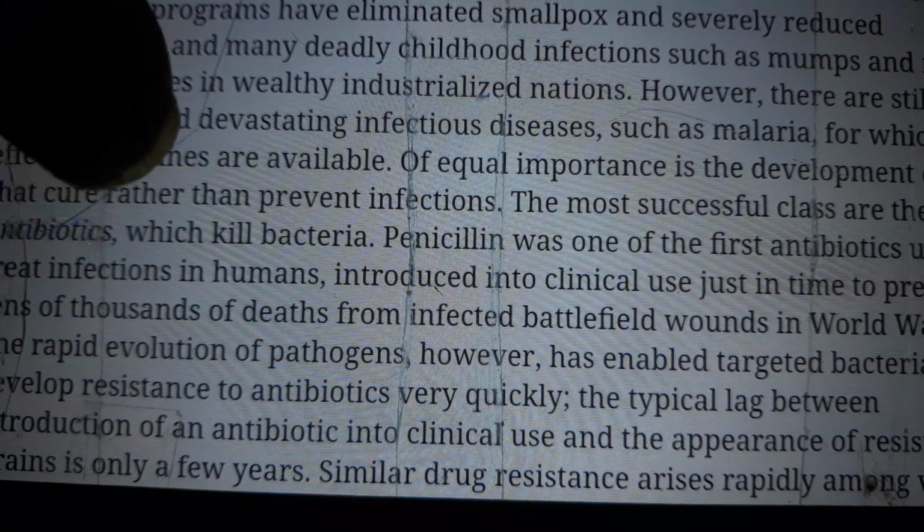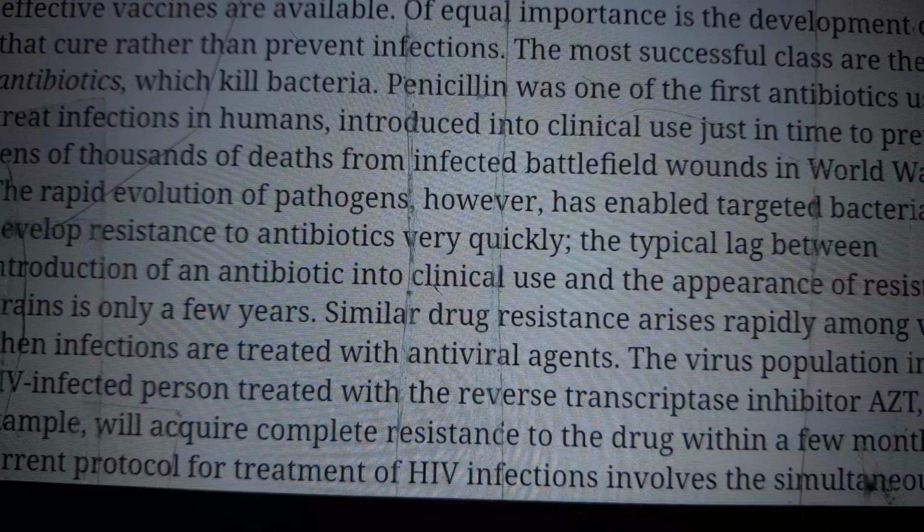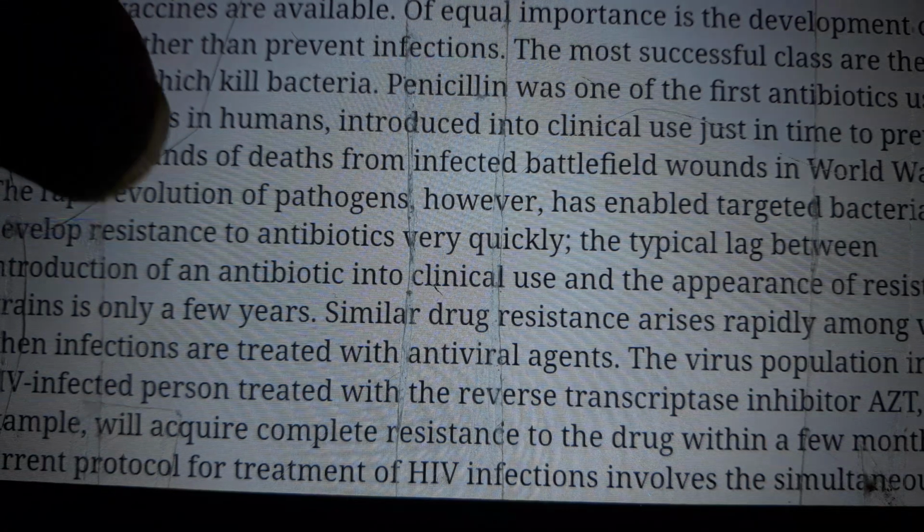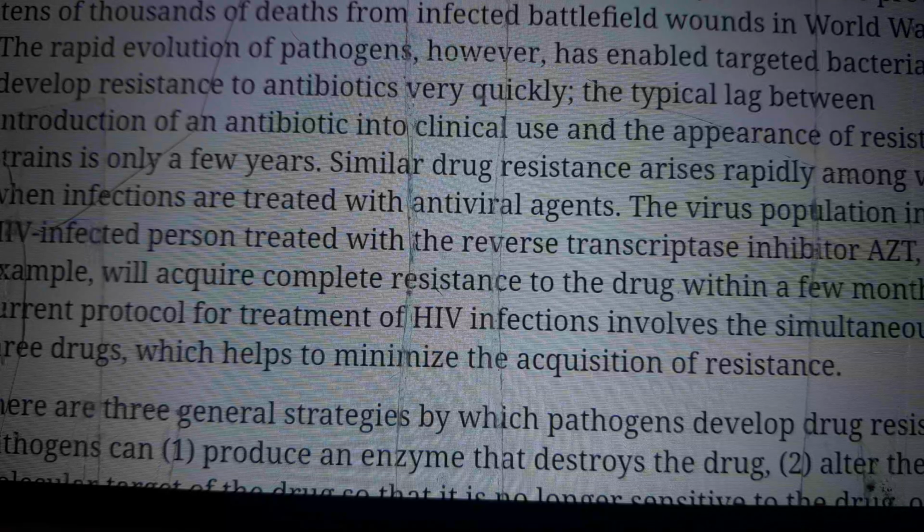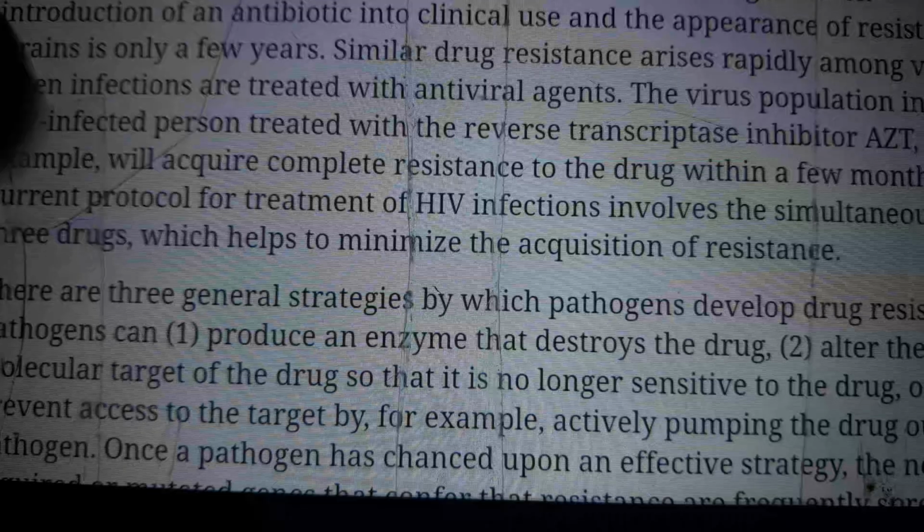Of equal importance is the development of drugs that cure rather than prevent infections. The most successful class are the antibiotics, which kill bacteria. Penicillin was one of the first antibiotics used to treat infections in humans, introduced into clinical use just in time to prevent tens of thousands of deaths from infected battlefield wounds in World War II.